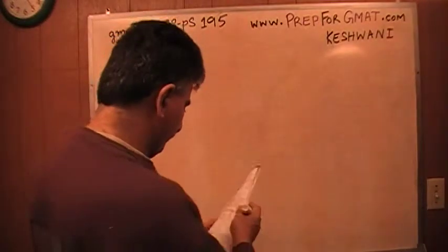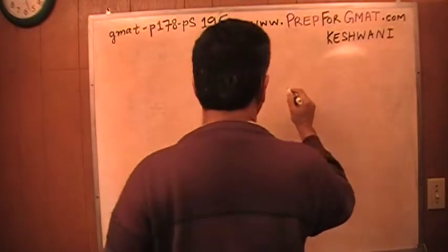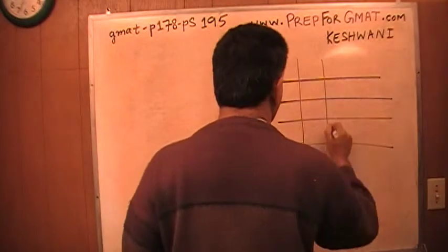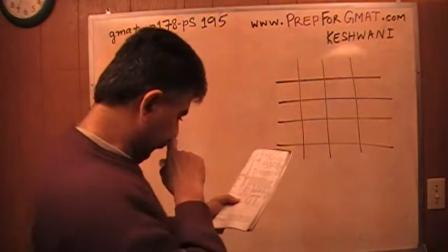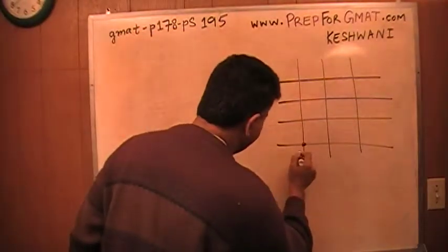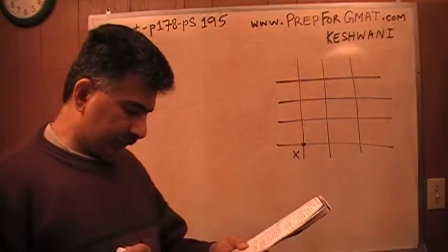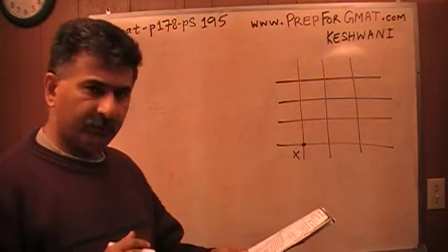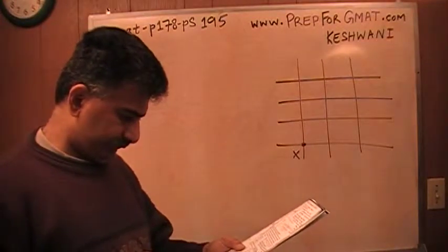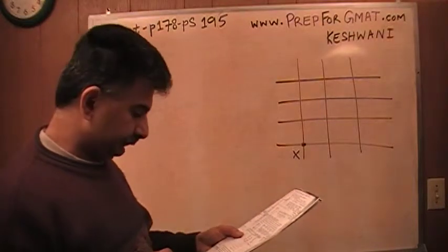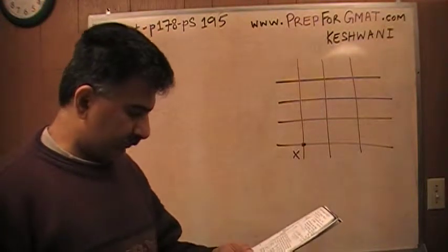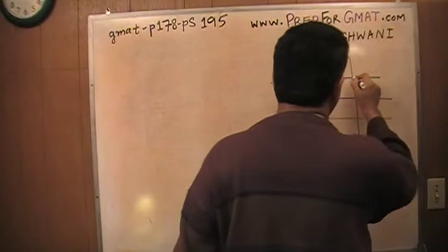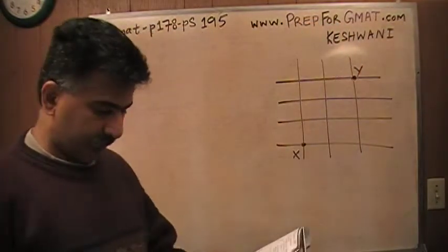Let me put those 4 streets and 3 avenues. So we have 4 streets and 3 avenues. He starts at X, or she starts at X, doesn't really matter, Pat. It's very nice of them to use a neutral name. So she starts at X and goes all the way to Y. Oh, what do you know? That's very nice. All the way from X to Y.